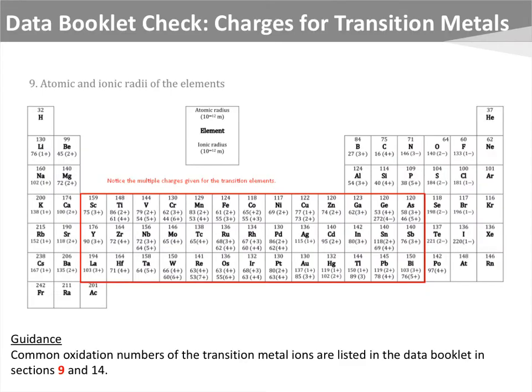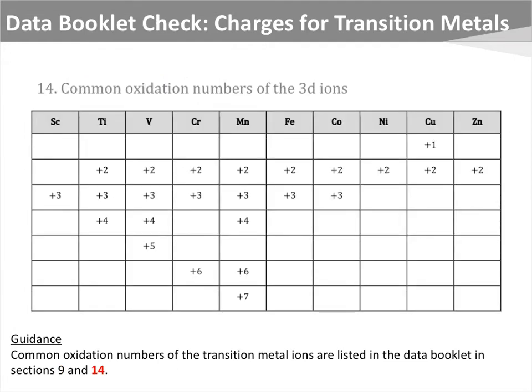From our data booklet, this is looking at atomic and ionic radii. The ionic radii for some of the different charges for transition metals is given in the data booklet. We also have this table in our data booklet of the common oxidation numbers for the 3d ions. This is table 14. So this is another helpful table in your data booklet.